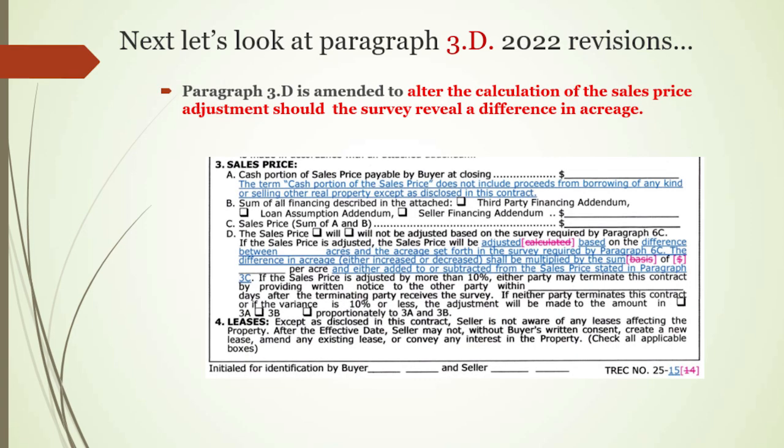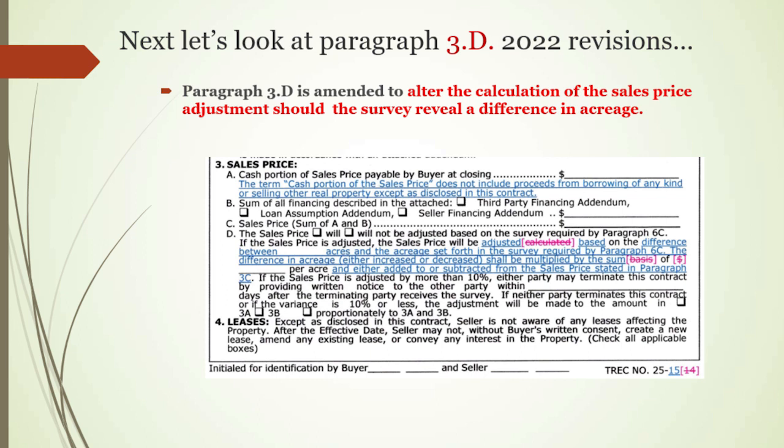So you've got the cash portion of the sales price payable at closing. The term cash portion of the sales price does not include proceeds from borrowing any kind of or selling other property except as disclosed in this contract. B is going to be the financing, and C is the sales price. D, the sales price will or will not be adjusted based on the survey required by paragraph 6C. If the price is adjusted, the sales price will be adjusted. It says adjusted, that used to say calculated, but TREC decided to change it to adjusted, based on the difference between blank acreage and the acreage set forth in the survey required by paragraph 6C.